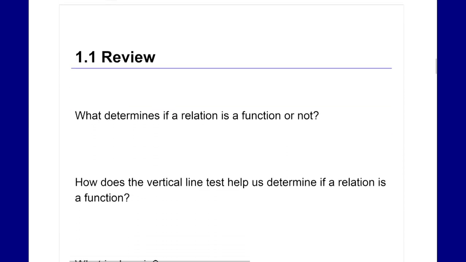A little bit of review of yesterday. What determines if a relation is a function or not? Different answers, but it should all be coming around the same general idea that for every x value, there is only one y value. If there are 2 y values, it is not a function. We only want one y value for every x value.